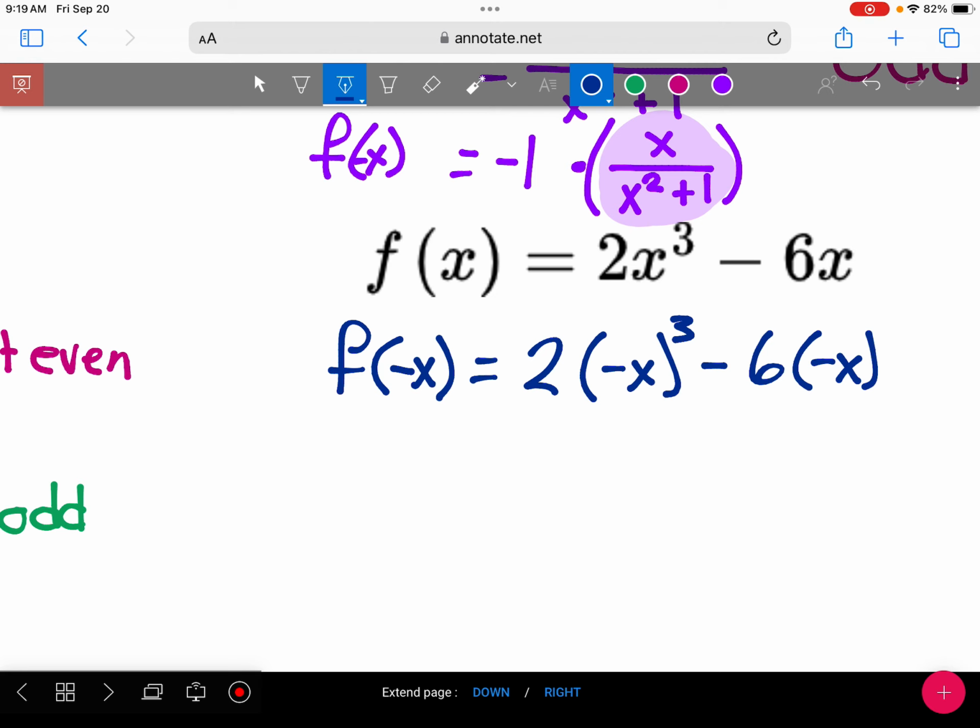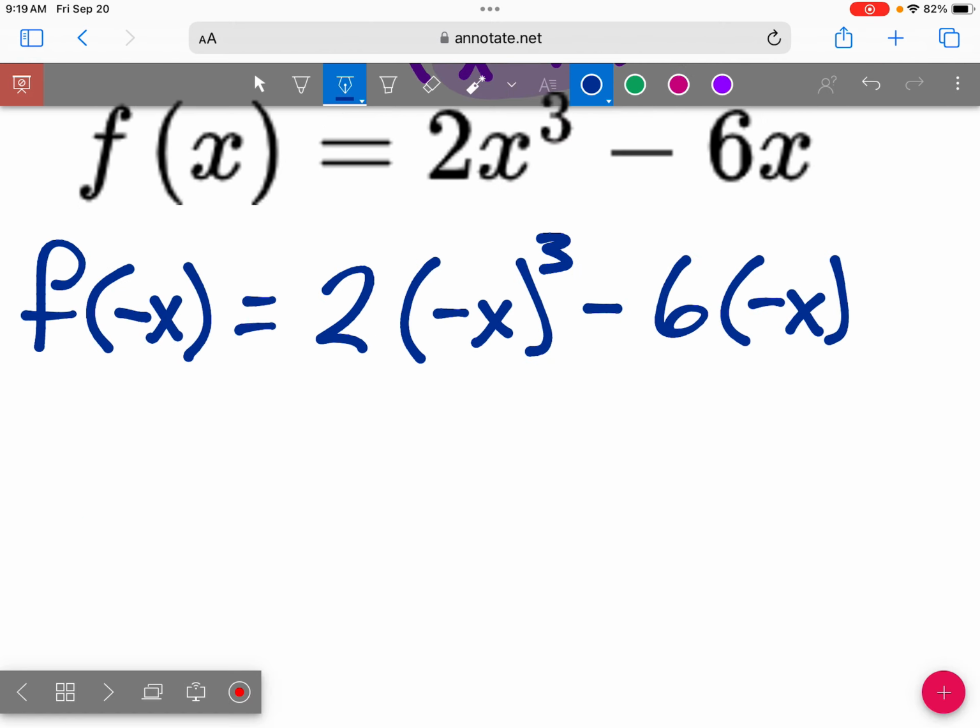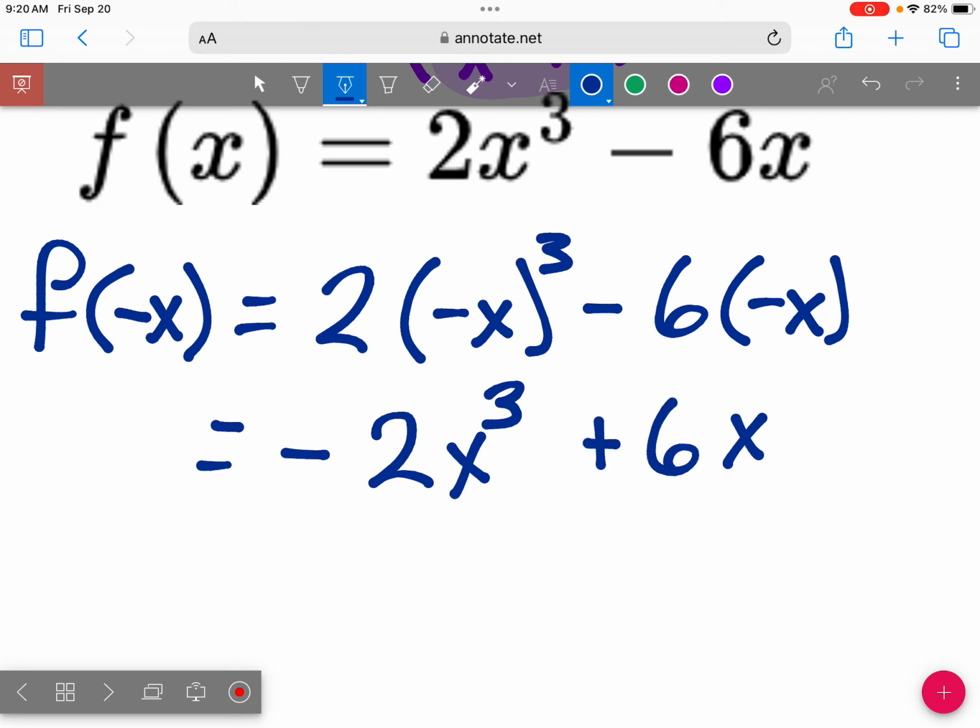All right, let's look at our right one. We're going to simplify. What can we simplify here? Yeah. If I have a negative number and I cube it, that negative is going to stick. So this will become the opposite of whatever my 2x cubed was, because the negative signs stay on odd degrees. How about for my next piece? Plus 6x, right? Negative 6 times negative x would give me a positive 6x.